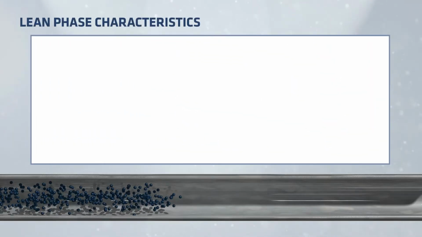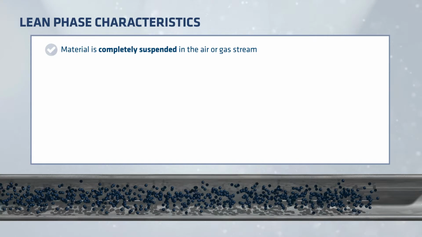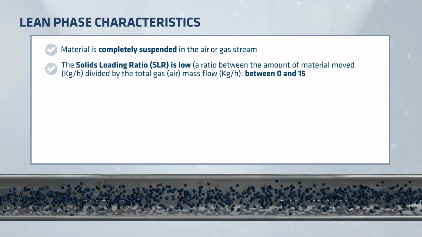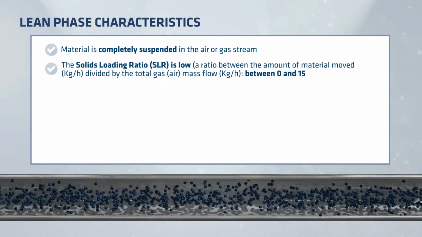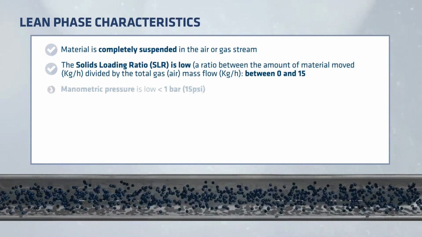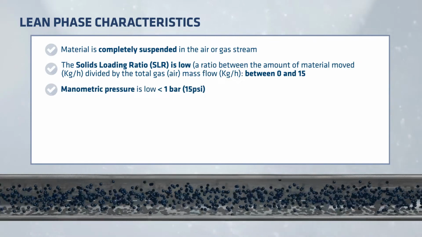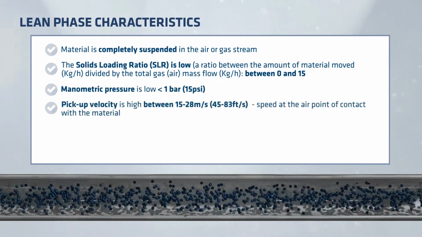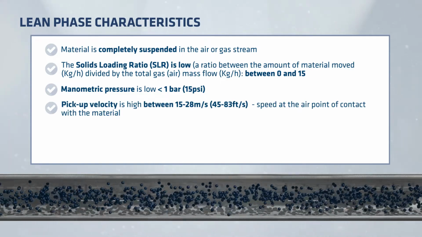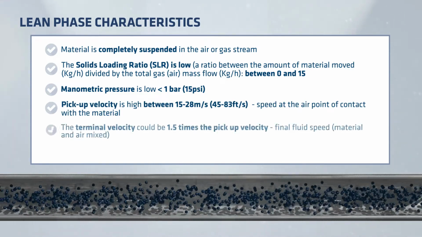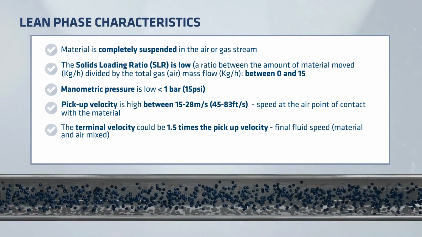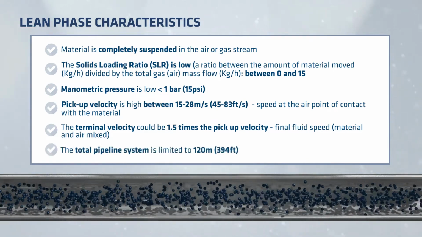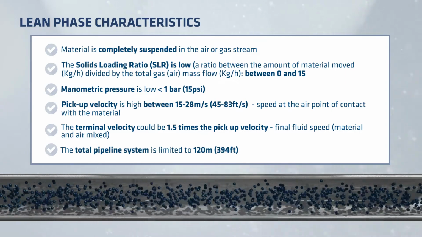Dilute or lean phase. The material is completely suspended in the air or gas stream. The solids loading ratio is low, between 0 and 15. The manometric pressure is low, lower than 1 bar. The pickup velocity is high, between 15 and 28 meters per second. The terminal velocity could be 1.5 times the pickup velocity. The total pipeline system is limited to 120 meters.